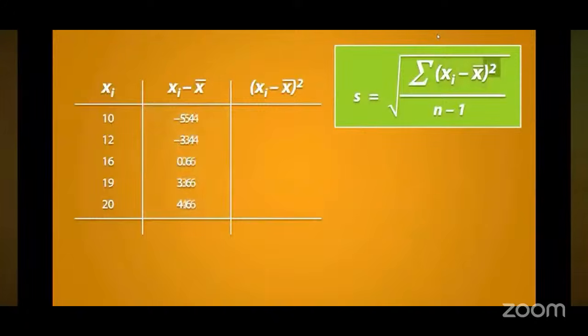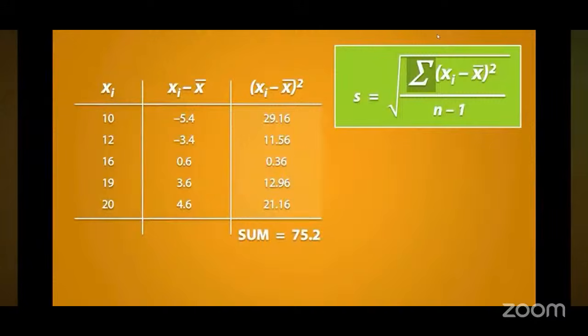The next step is to square what we have just calculated. Negative 5.4 squared is 29.16. Negative 3.4 squared is 11.56, and so on. The next step is to find the sum of what we have just calculated. You should find that this is equal to 75.2.